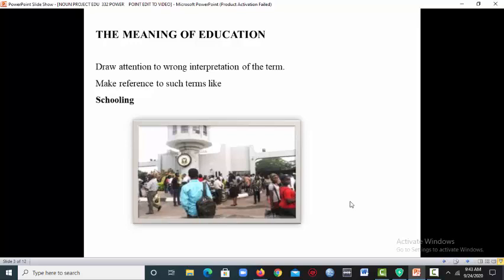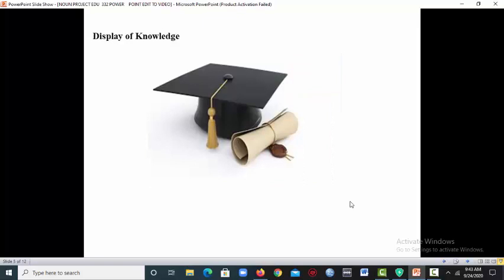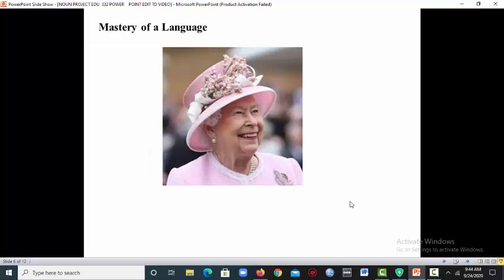Then if education is not schooling, it is not authority, and it is not also acquisition of power, then you want to ask, what then is education? Will it be display of knowledge? Well, what do I mean by display of knowledge? Display of knowledge implies that you have crammed some points and you are able to regurgitate it. But can that be taken to be education? Well, if you ask me, I will say no. That is just an aspect of it. It is not education in its entirety.